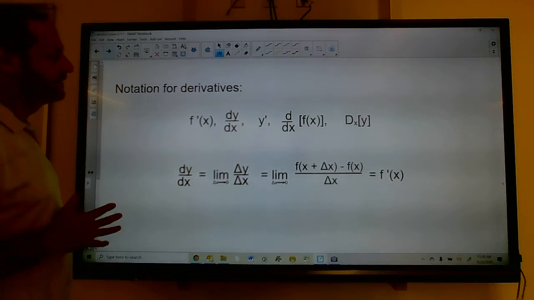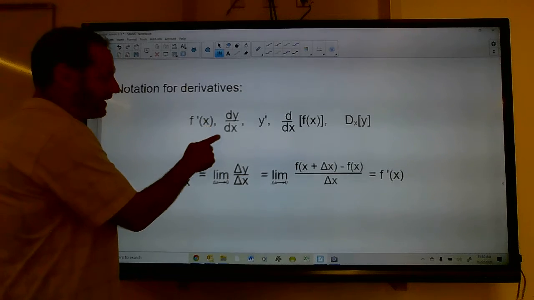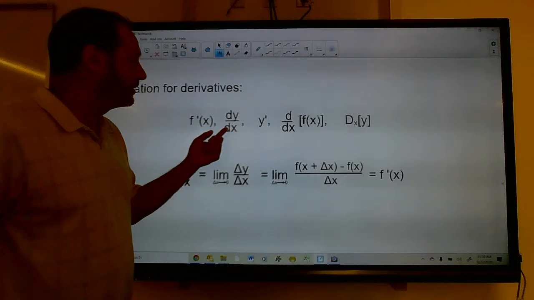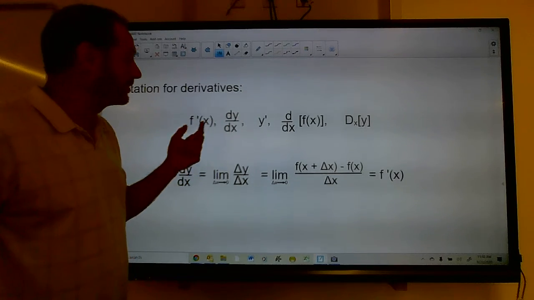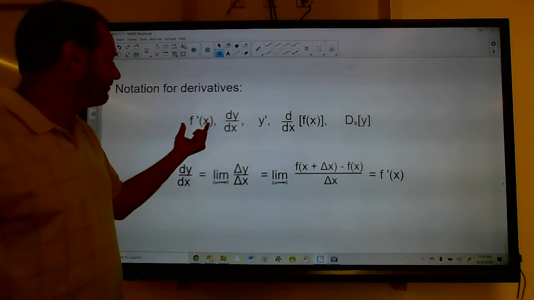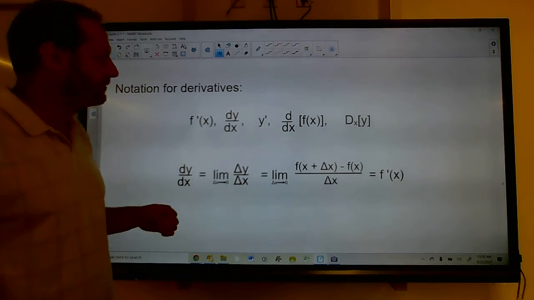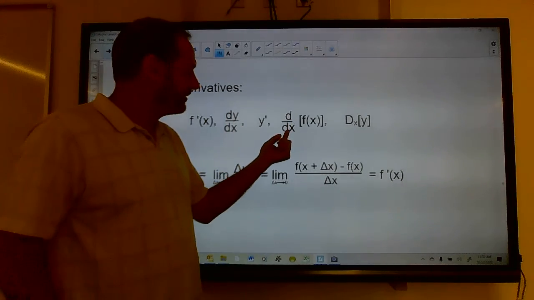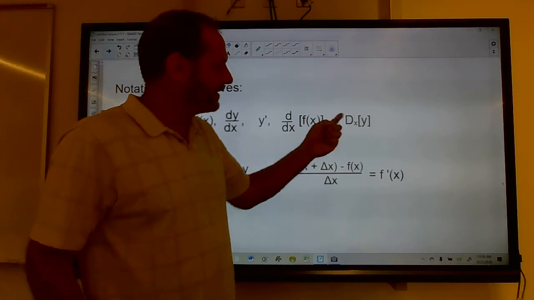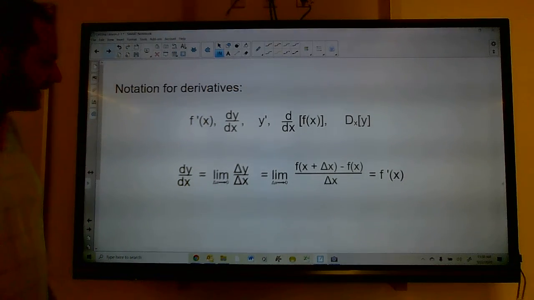Here are different notations that you will see for derivatives. F prime of x, we'll use that one a lot. dy dx is another way to write it. This is actually more useful, I think, when you're doing differential equations. Sometimes it's called y prime. This is when you're using function notation, like y equals 2x plus 3, then y prime would be the derivative. The derivative with respect to x of f of x is another way to write it. And this is the same thing over here, although I hardly ever use this.